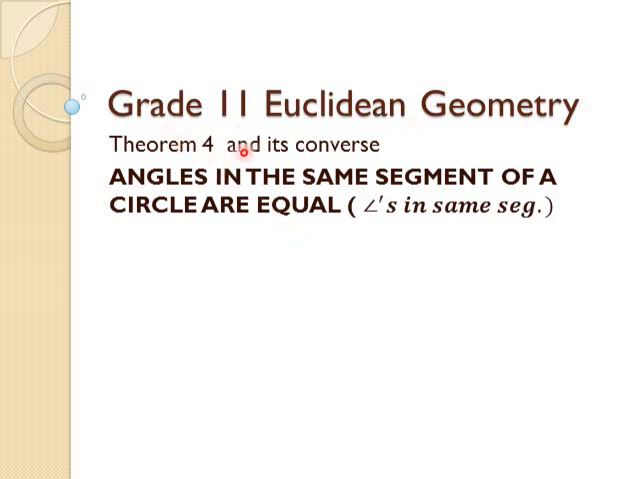I'm Mr. Simons. In this lesson, we're looking at Theorem 4 and its converse and its corollaries. In short, Theorem 4 states that angles in the same segment of a circle are equal.